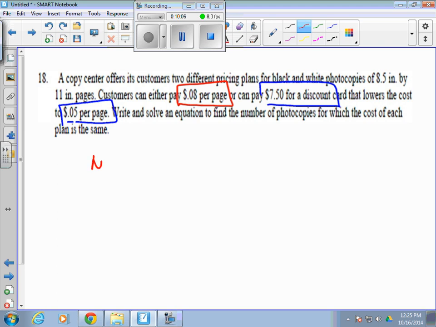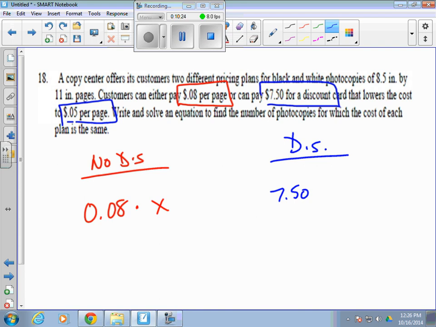So with no discount, they're going to spend 8 cents per page, so 8 cents times the number of pages. With the discount, they're going to spend $7.50 plus 5 cents per page. The question says write and solve an equation to find the number of copies in order for them to be the same. Well, if you make no copies and you buy the discount card, it's going to cost you $7.50. If you're making a very small amount of copies, it's cheaper for you to not buy the discount card.